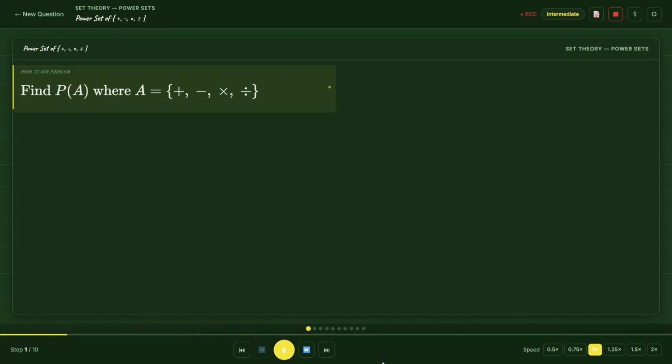Hello there. Look at this fun set. It has four math symbols inside it. Plus, minus, times, and divide. We need to find all the little groups we can make from these symbols. That big collection of all groups is called the power set.